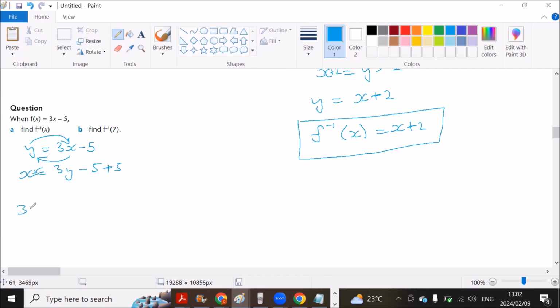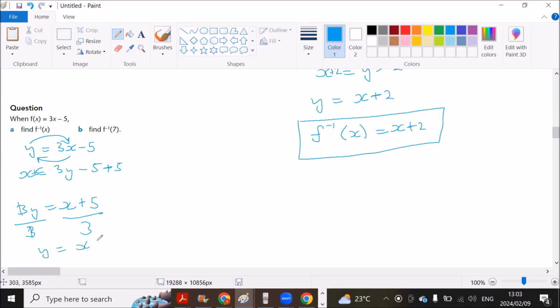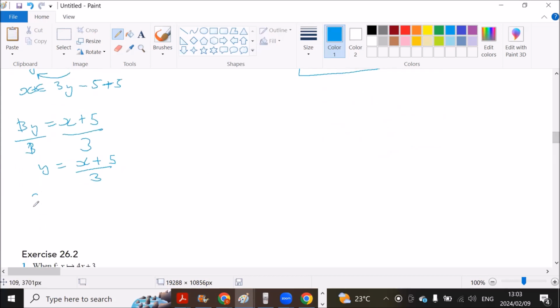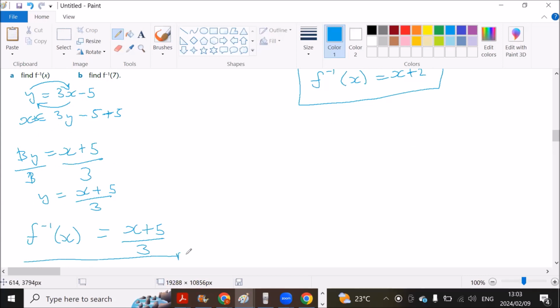So we have 3y is equal to x plus 5. And then we divide by 3 on both sides. Our y becomes x plus 5 over 3. Now that is our inverse. So f to the power minus 1 of x, which is the inverse of f of x, is equal to x plus 5 over 3. That is our answer for A.